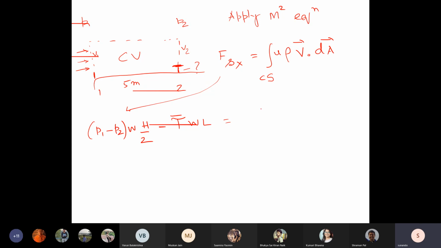Okay. Then I come to the right hand side. The right hand side, the velocity is v1, and the mass flow rate in this case is simply going to be rho v1 times h by 2 into w. That's the area. So rho v1 a1, and multiply it with v1, which is the constant non-zero velocity at location 1, which is v1.